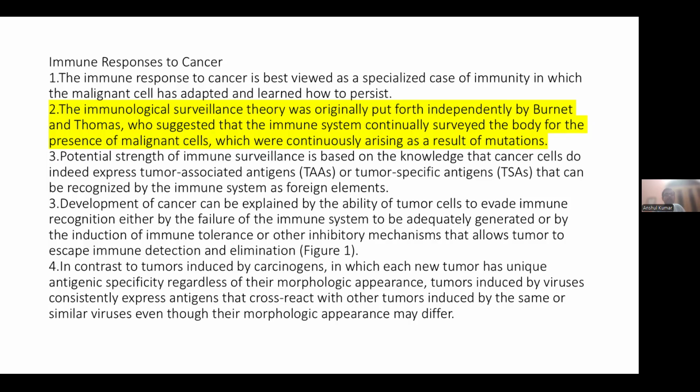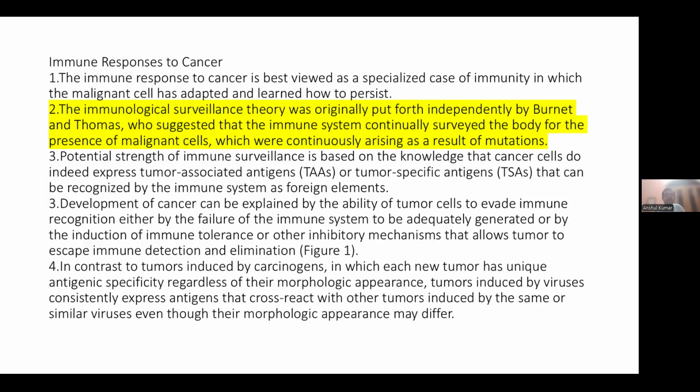And the potential strength of immune surveillance is based on the knowledge that cancer cells do indeed express TAs or TSAs that can be recognized by the immune system as foreign elements. So antigens also play a major role in recognition of these tumor cells. If they are not recognized, or they are recognized but as self antigens, then immunosurveillance will not take place, and these tumor cells will develop immunotolerance in between them.